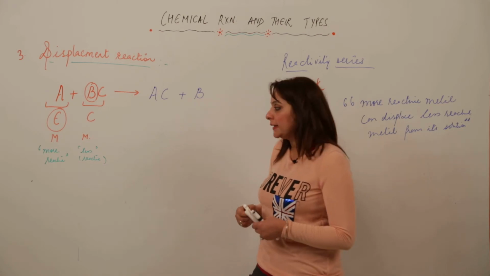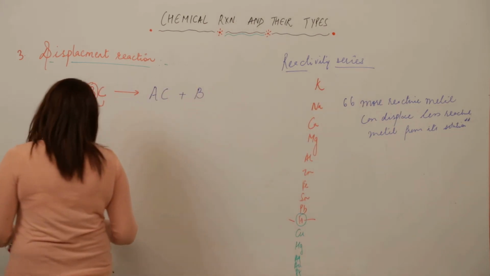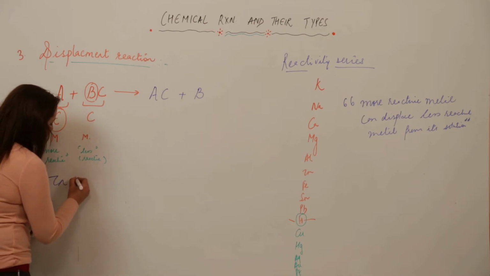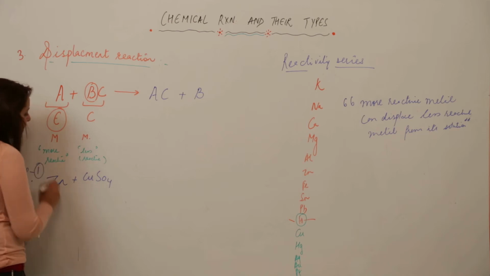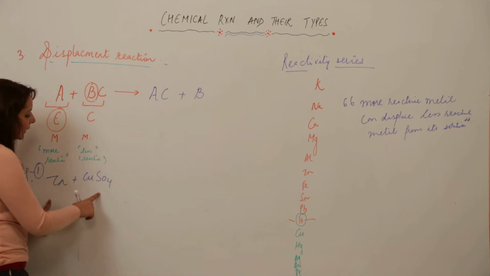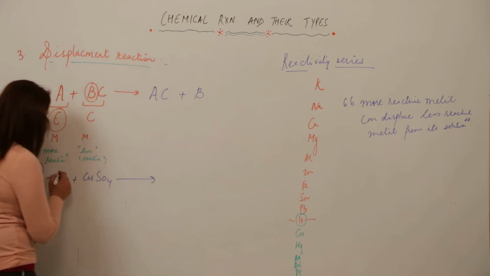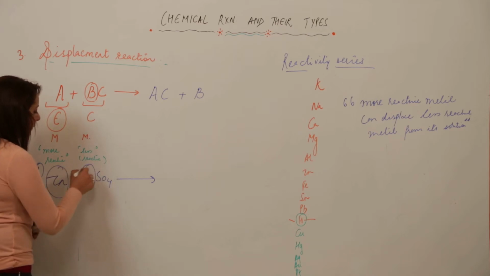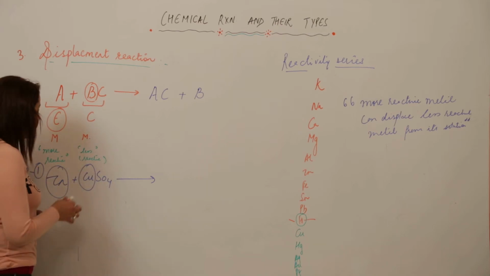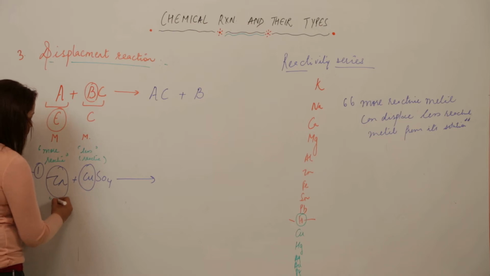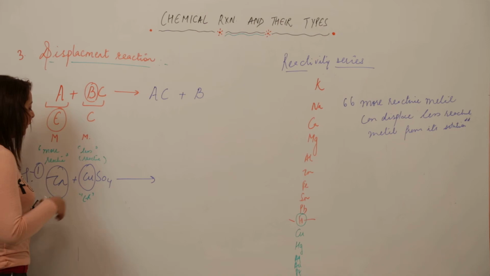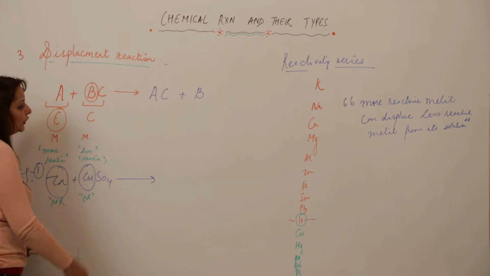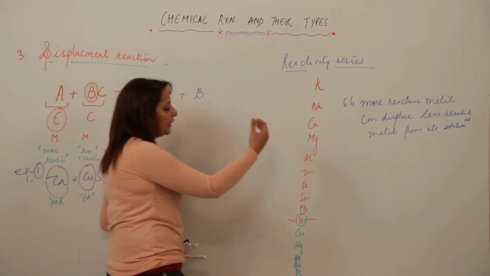I am formulating an example for you to show the metal displacements. See, Zn plus CuSO4, example 1, this is zinc and this is copper sulfate. What happens? See, it is a metal, again it is a metal. For the reaction to occur, this zinc should be more reactive and copper should be less reactive. Now, from where we will learn that it is more reactive or less reactive, we will be considering the reactivity series.